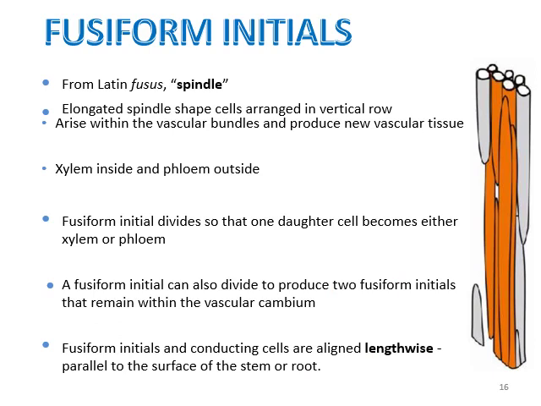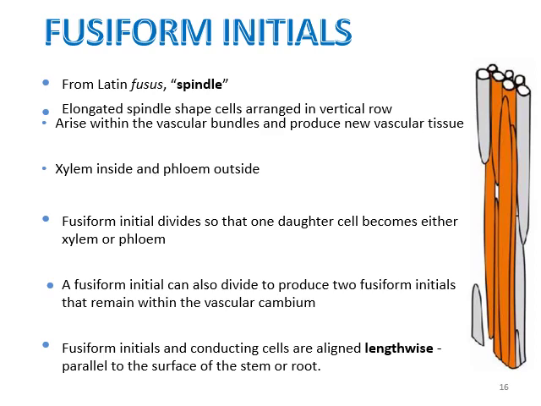So here we have the features of fusiform initials. These are spindle-like, elongated in shape, so they appear like spindle-shaped cells. They are arranged in a vertical row, arise within the vascular bundles, and produce new vascular tissues that play a role in secondary growth.